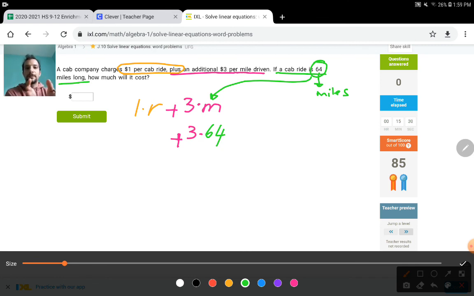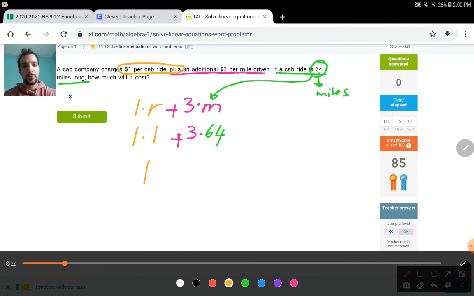Now, how much will it cost? So 1 times R, what am I going to do with that R? Obviously you're talking about one set of rides in here, just one ride that's going to take 64 miles. So if it is just one ride, that's 1 times 1. So the number of rides is 1. So that's what I need. What's 1 times 1? It is just 1. Any number times 1 equals itself.